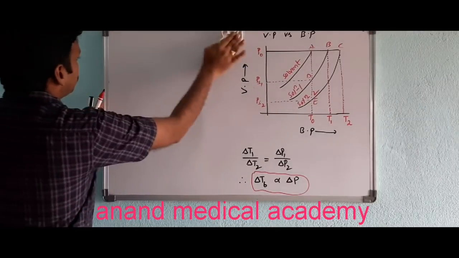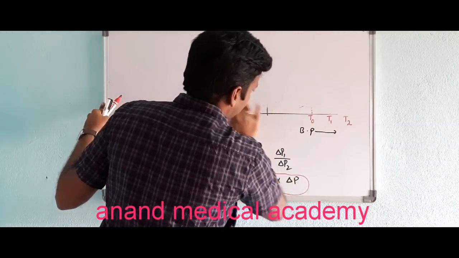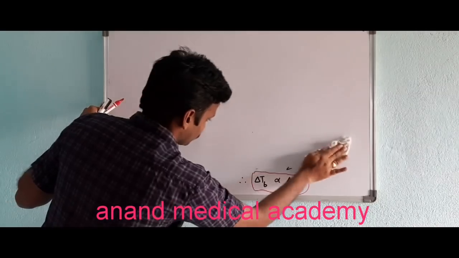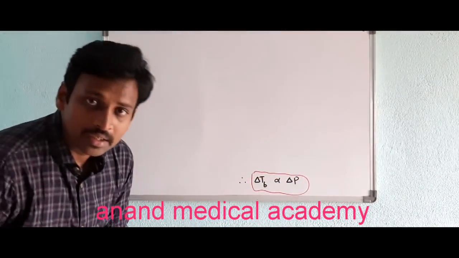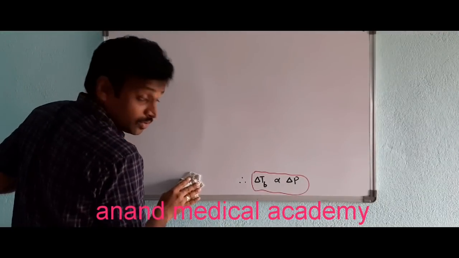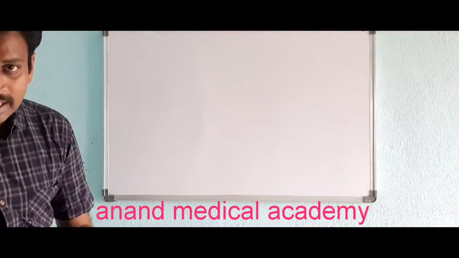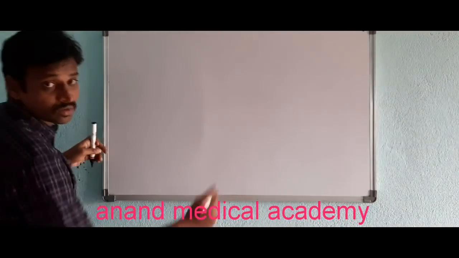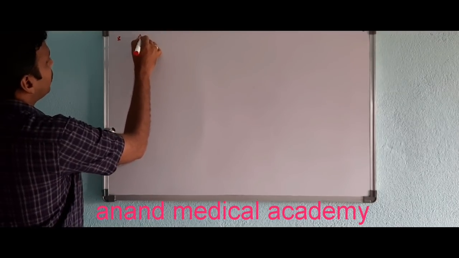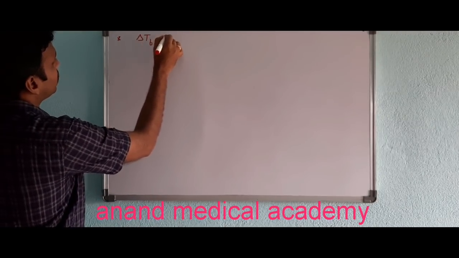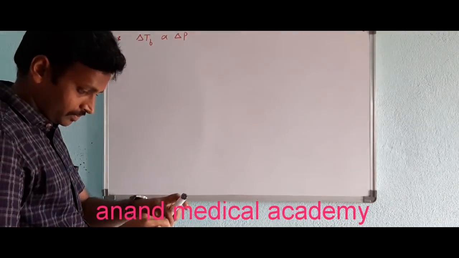Looking at that or not? Have a look at this. Delta TB is proportional to delta P. I will continue with this. You have to take notes also properly, one by one, all these things. Now I will continue with the same. Delta TB is proportional to delta P. Now let's see the relation.